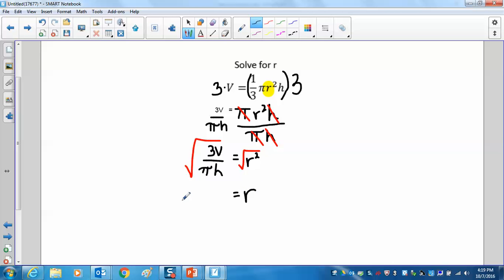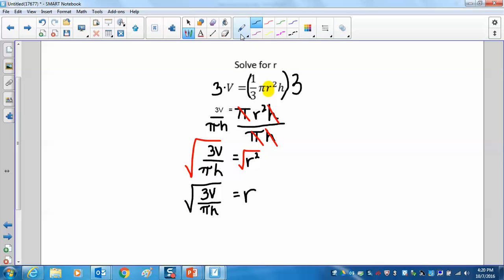On the left, again, there's no algebra to do. We're going to draw the square root, and then we're going to say 3v over pi h, and that's all underneath that radical. We don't need to tuck a plus or minus sign out front because this is a geometry problem. This is the volume of a cylinder, and our radius is always going to be positive.